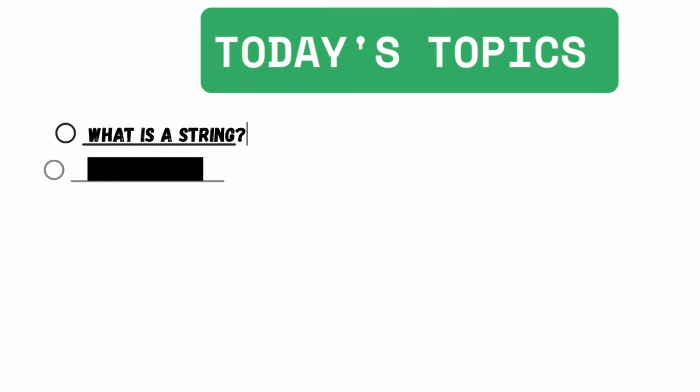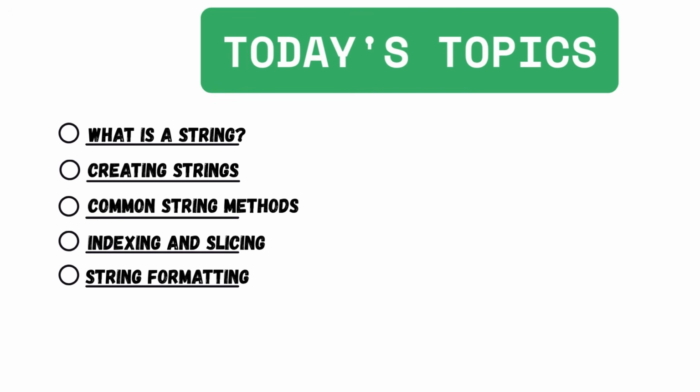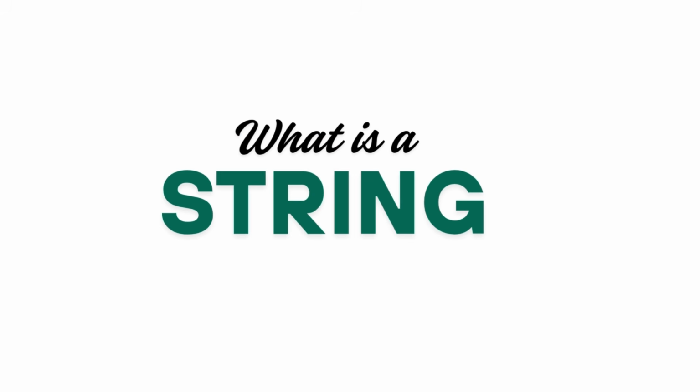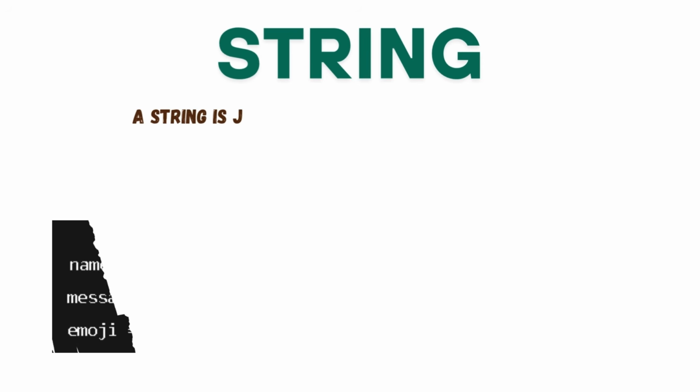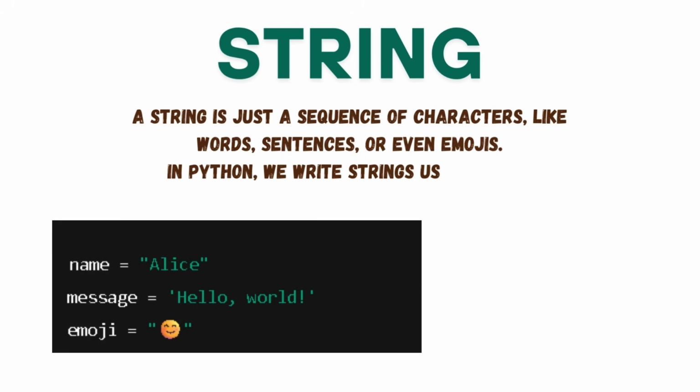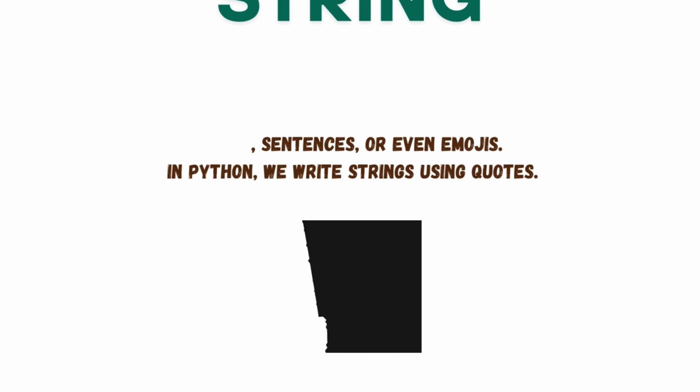Today our topic is strings. So we will learn today what is a string, creating strings, common string methods, indexing and slicing, and string formatting. So what is a string? In Python, a string is just a sequence of characters like words, sentences, or even emojis. In Python, we write strings using quotes.